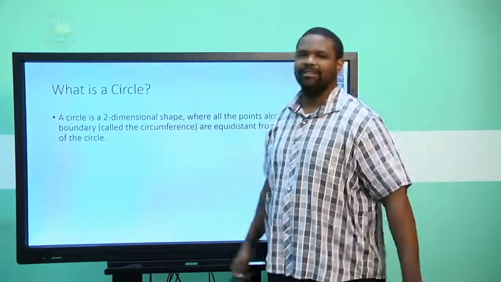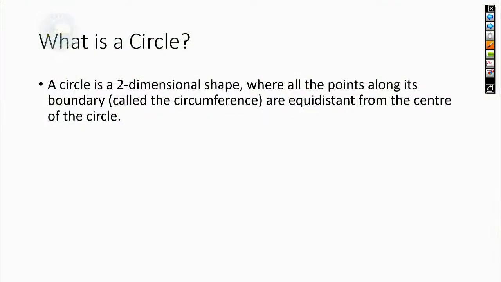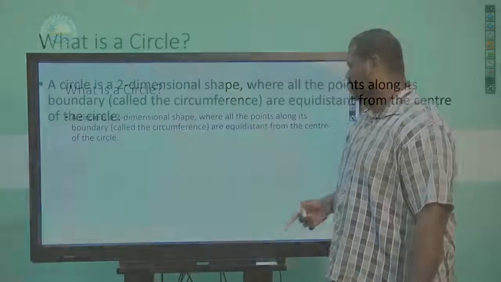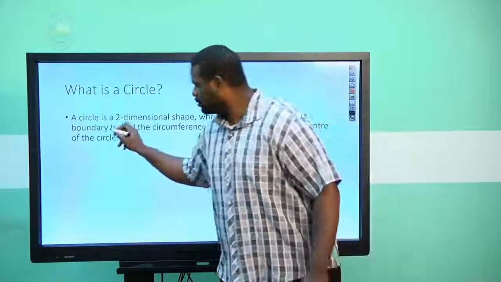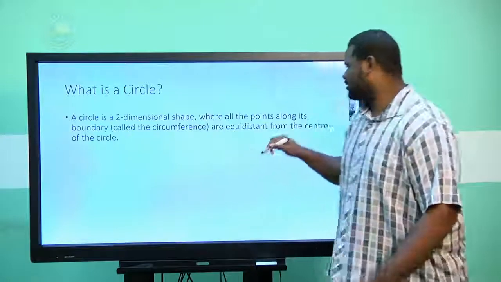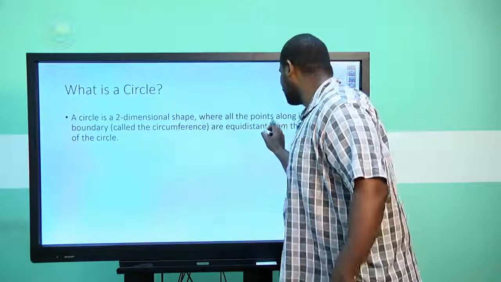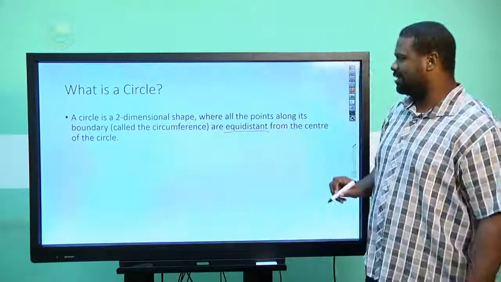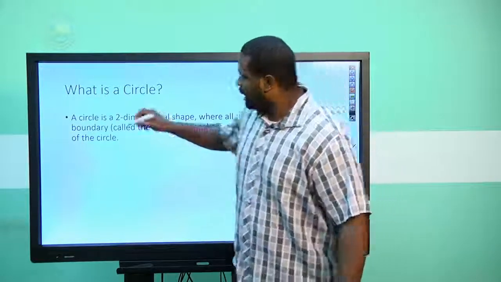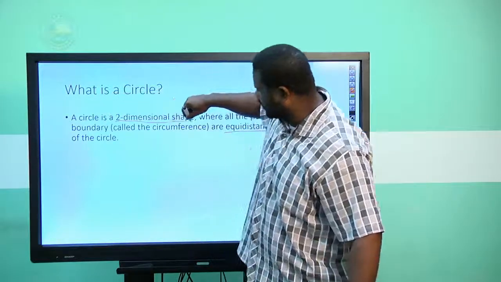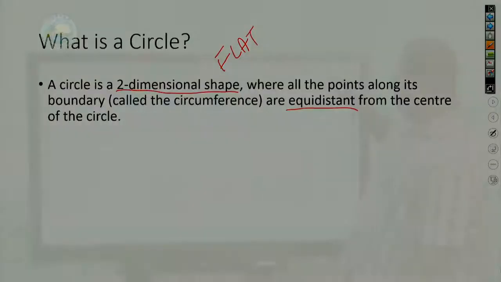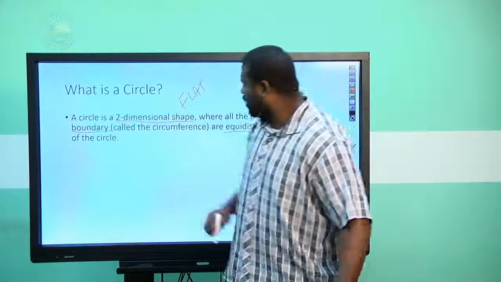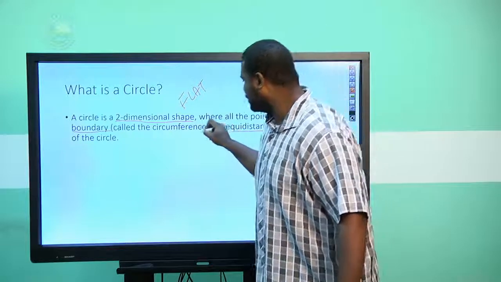Let me go. So what is a circle? A circle is a two-dimensional shape where all of the points along its boundary, called the circumference, are equidistant from the center of the circle. Again, a circle is a two-dimensional shape. That means that it is flat. And all of the points on the boundary of the circle are also called the circumference.